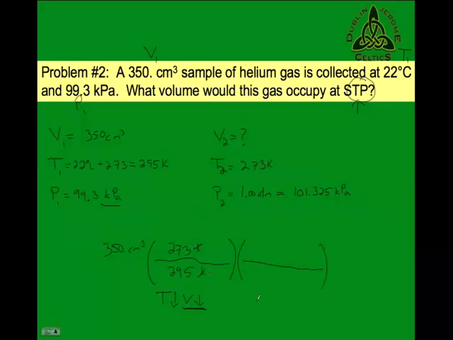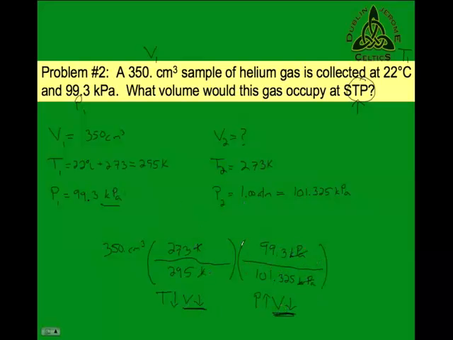Separately, let's handle the pressure. Pressure goes 99 kilopascals to 101. Pressure went up from the start to finish. The volume, opposite of pressure, is going to go down. So the smaller one needs to be on top again. 99.3 kilopascals over 101.325 kilopascals.